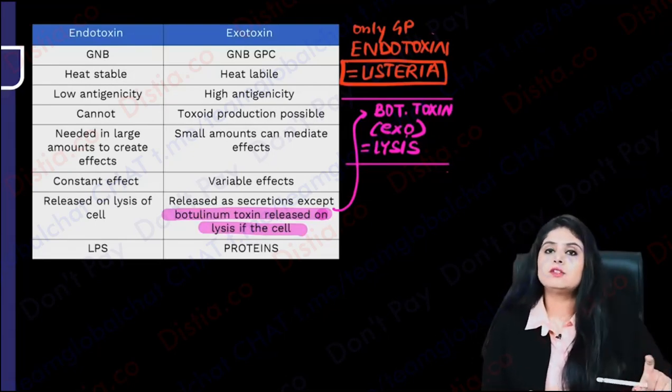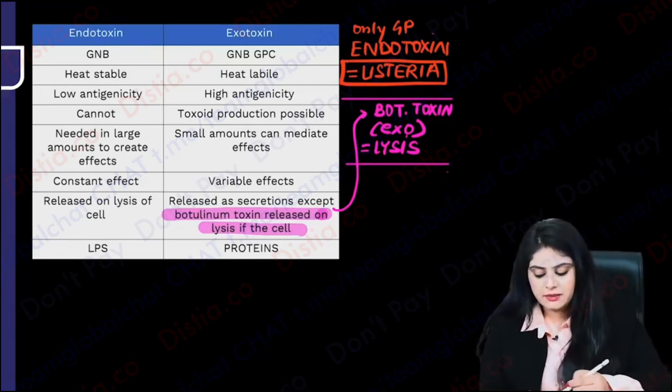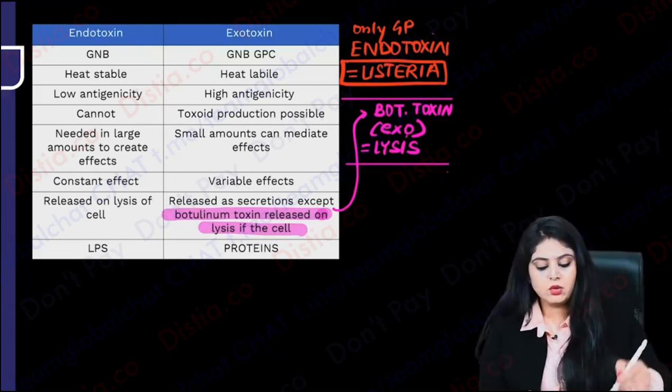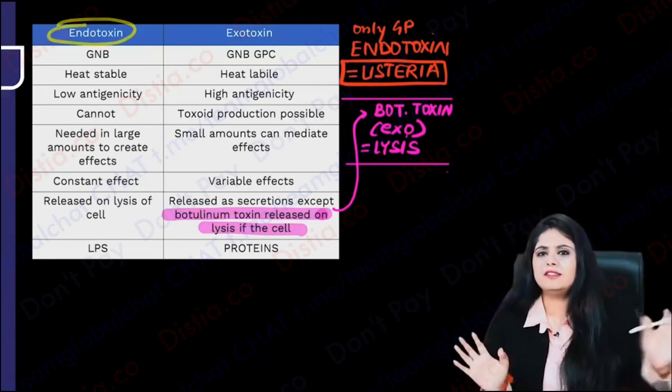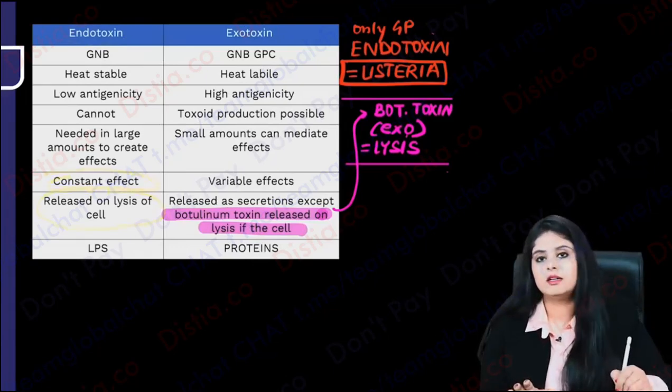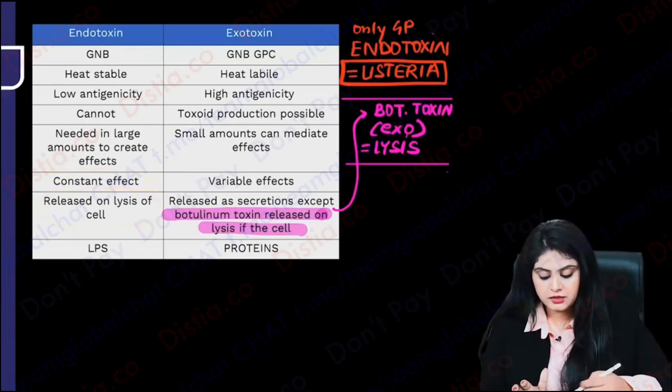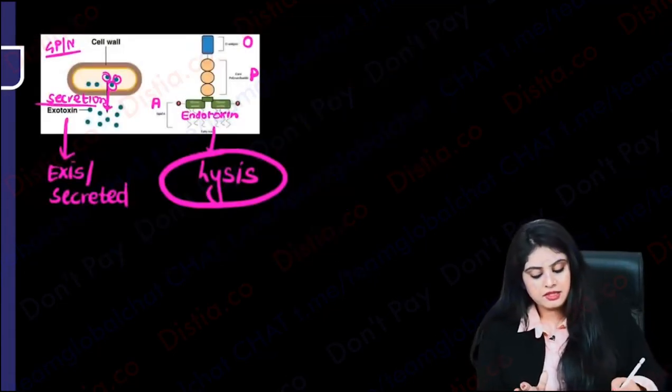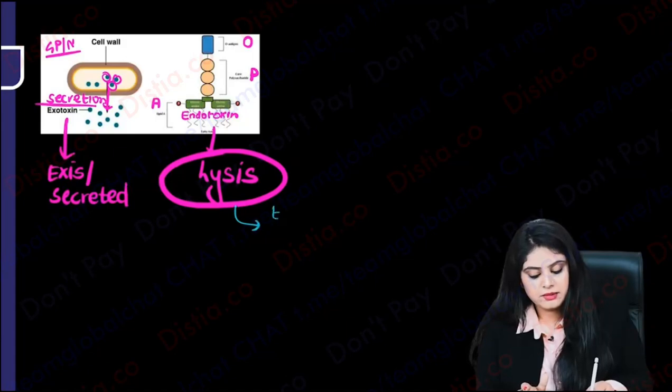One thing I want to ask you from your pathology lectures: endotoxin, on lysis, is going to come out and create an impact on the body. So which is the toll-like receptor that it binds to? Can you answer this question from pathology?